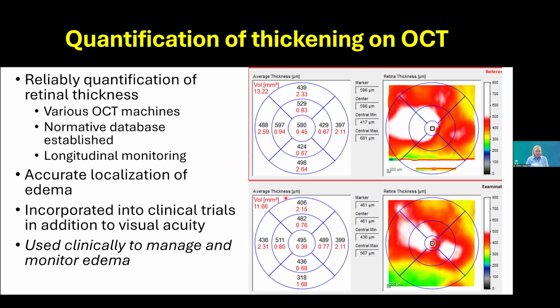There's normative databases for retinal thickness that have been established, and we're also able to do longitudinal monitoring very precisely with OCT. It also allows us to very accurately localize edema. And again, as I mentioned, it's already been incorporated into many clinical trials looking at the efficacy of anti-VEGF for DME in addition to visual acuity. And so again, since we've been using it clinically for so long, it just makes sense that we have a more modern classification system based on this technology for DME.